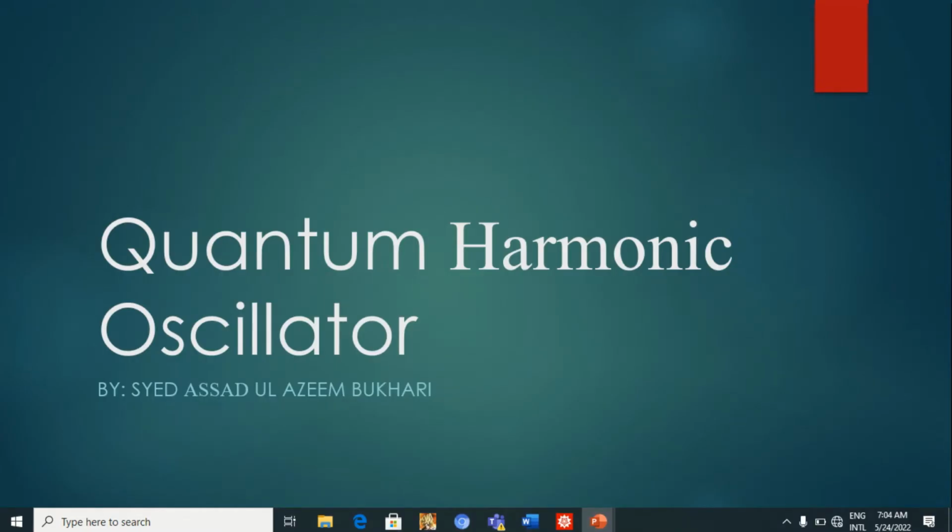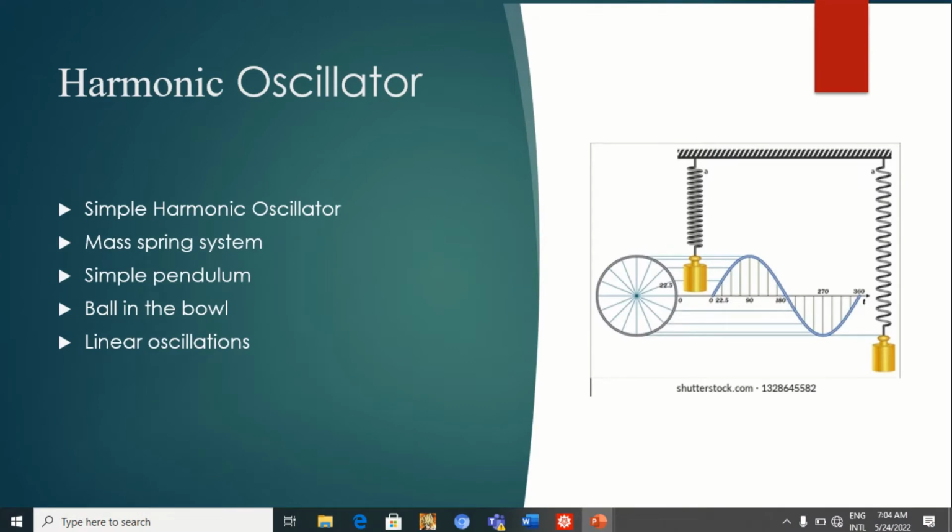Hello everyone. So the topic of my presentation is quantum harmonic oscillator. Before going into the details of this interesting quantum phenomena, we will have to talk about the classical harmonic oscillator. Now, a harmonic oscillator is actually a system where force acting on a particle is directly proportional to its displacement from the center or the mean position and is always directed towards it.